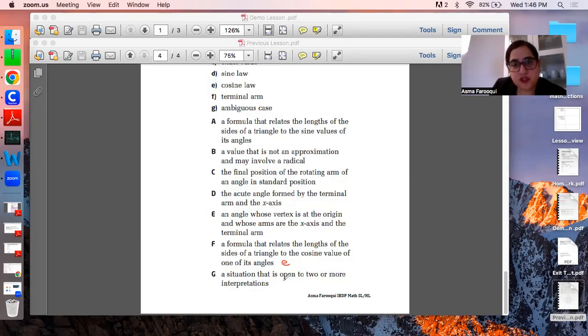And then a situation that is open to two or more interpretations. So that's an ambiguous case, that's G. And so these are the answers. We'll just follow up with the student. After this, we'll move on to today's actual lesson.